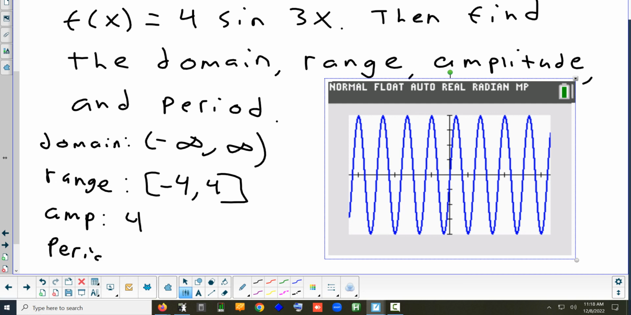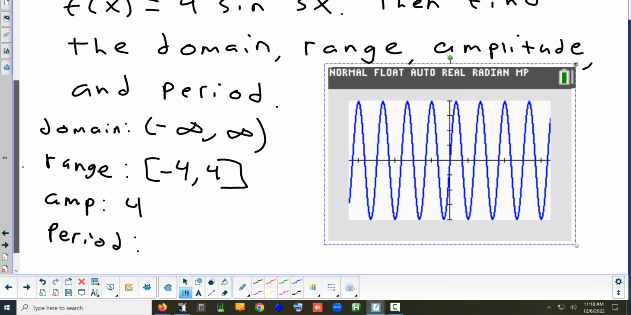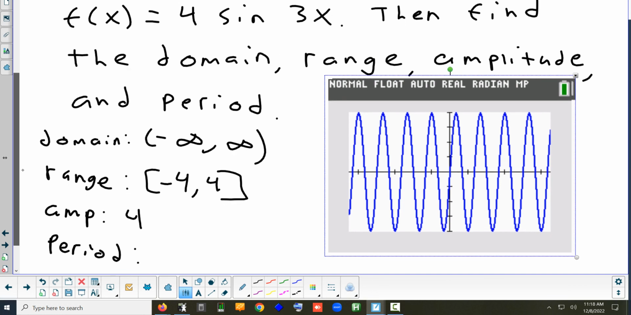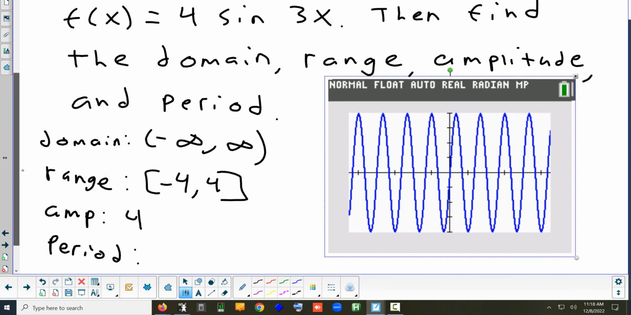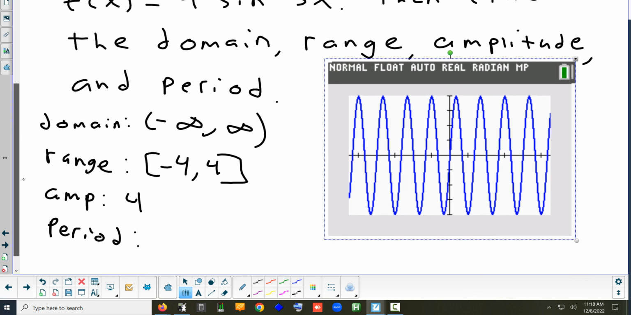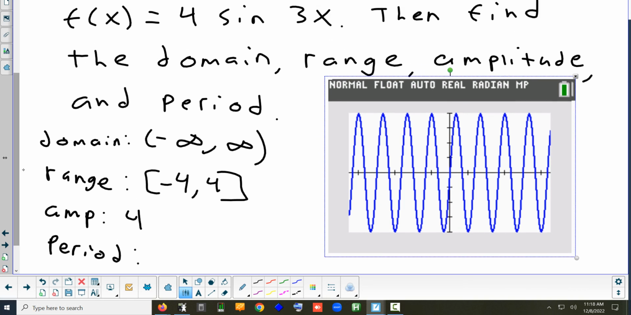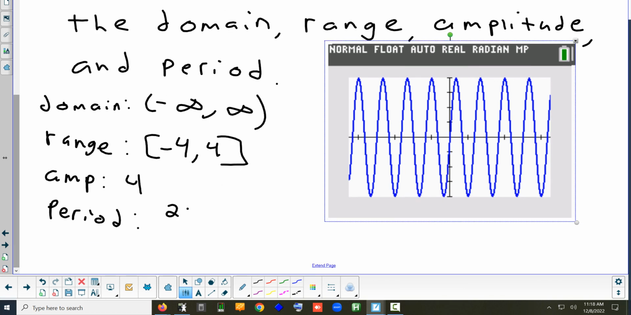And what's the period? 1/3. How do you find period? Just 3, right? 3 is the b value. That's not the period. 2 pi. What is it? 2 pi over 3. 2 pi over 3. So you got it right. So it's 2 pi over the b value, which is 3. Okay.